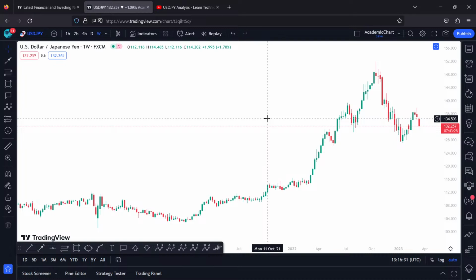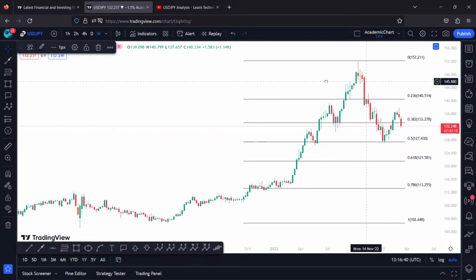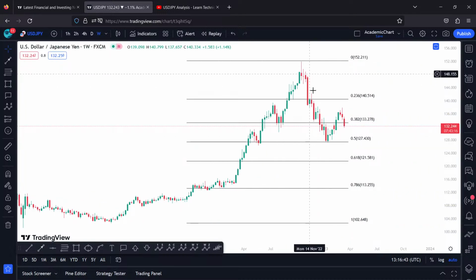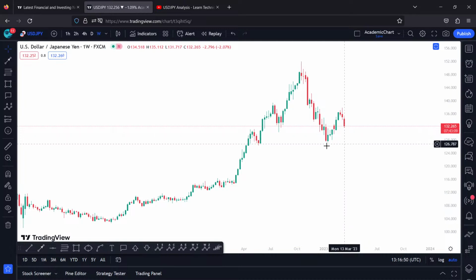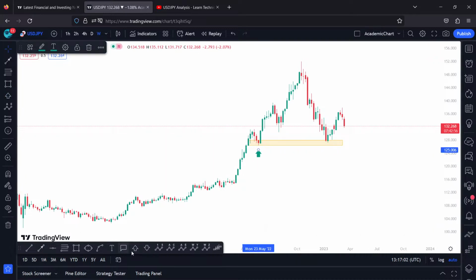But I'm going to just go over it as a summary. So we have this impulsive wave on the weekly, and we can see that price has been corrected and reversed at this 50 percent Fibonacci level. So let me get rid of this level first, and then just draw this rectangle, which I usually utilize to show critical zones.